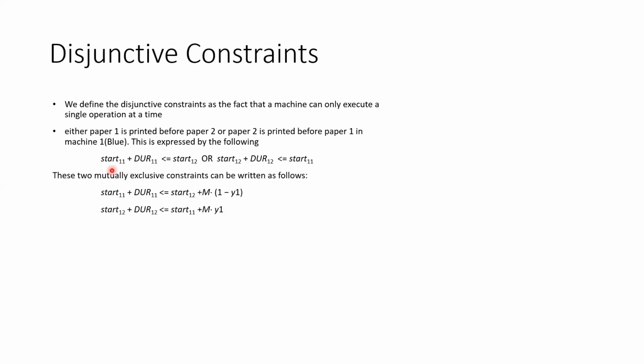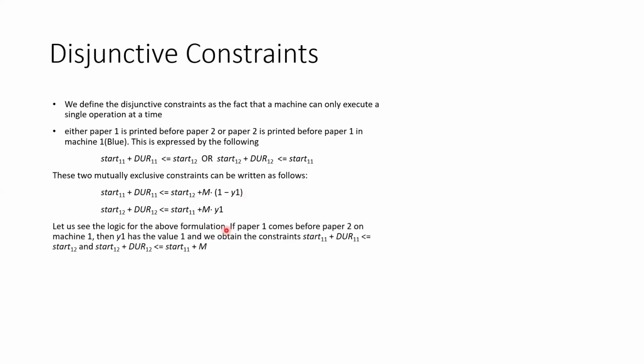We can express these mutually exclusive constraints in the following way, where we say that the start time plus a big M multiplied by 1 minus y, where y is the disjunctive variable which represents whether paper 1 is operating first in machine 1 and then paper 2. Y would be 1 if paper 1 is operating in machine 1 first followed by paper 2, and y would be 0 if paper 2 is operating first in machine 1 followed by paper 1.